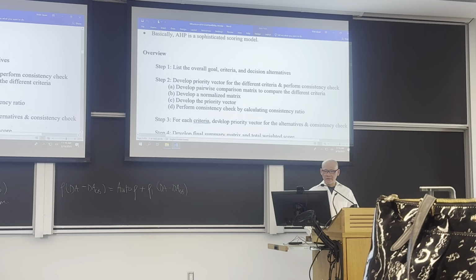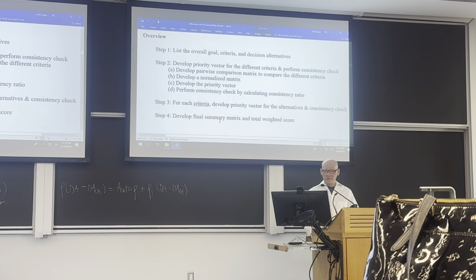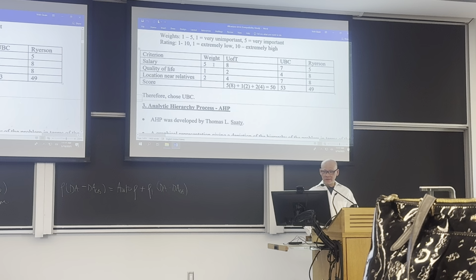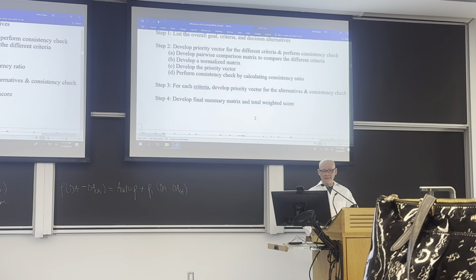Okay, so these are the steps. Basically, you have to list your overall goal, criteria, and alternatives. And then the next thing you need to do is come up with the weights for each criteria, and also to perform a so-called consistency check. Then the next step is to come up with the score ratings for each of the alternatives. Okay, so that's the third step. The final step is to put the summary table together and calculate the total weighted score. So that's basically the 4 steps that are involved.